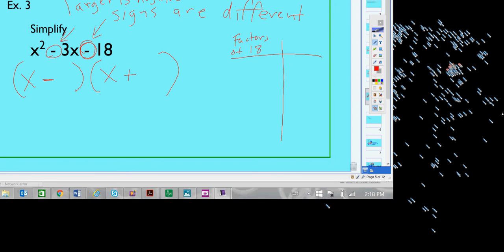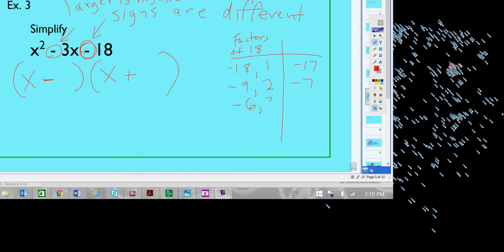So we want to know, all right, 18 and 1. And really, if you think about it in terms of like negative 18 and 1, does that equal negative 3? No, right? Negative 9 and 2. That doesn't equal negative 3. Okay, so, right, negative 6 and 3... Okay, what's going to work? Negative 6 and 3. That sums together to be negative 3.